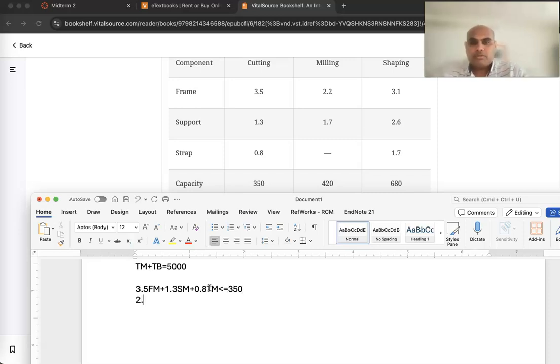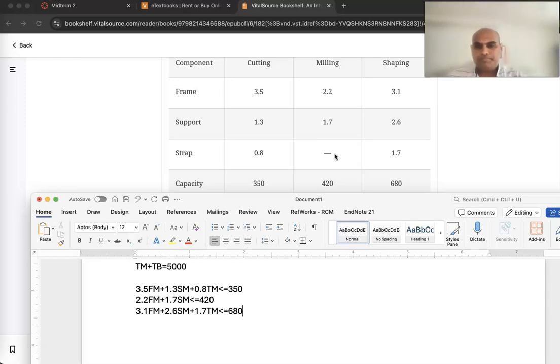And then the same goes for milling, 2.2 for the frames, 1.7 for the supports, and nothing for straps. So straps don't need milling, so this is 420 hours. Shipping is 3.1 for frames plus 2.6 hours for supports and 1.7 hours for straps. And this cannot exceed 680 hours, right?